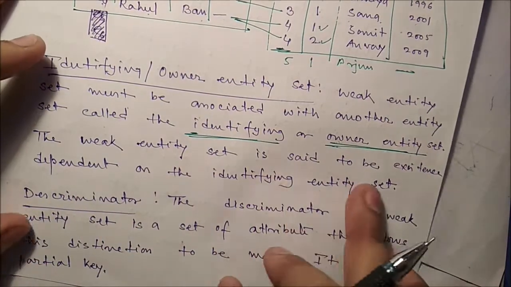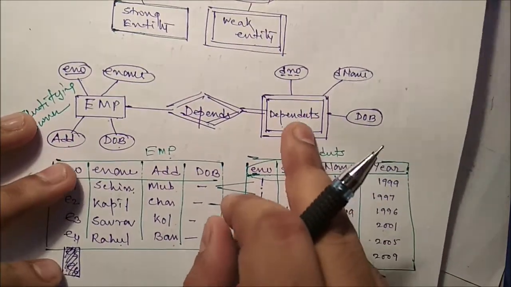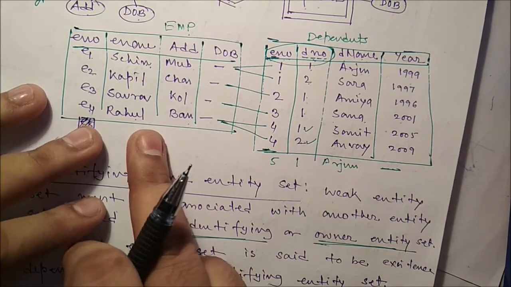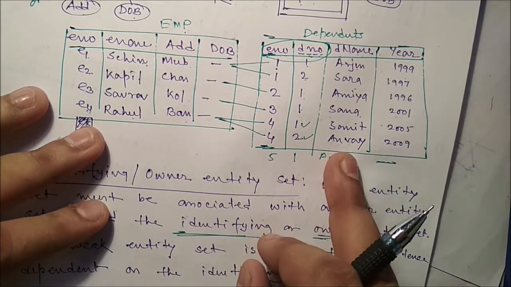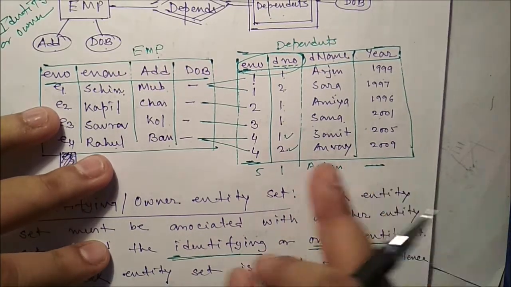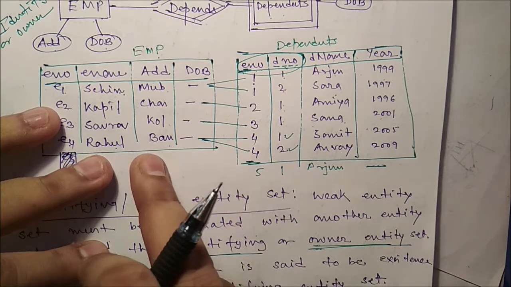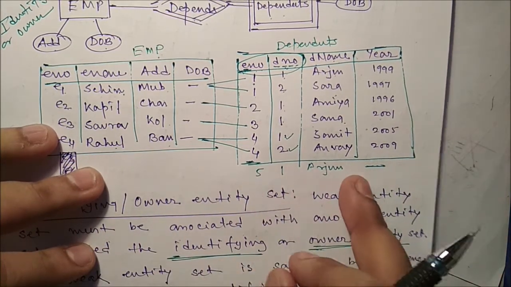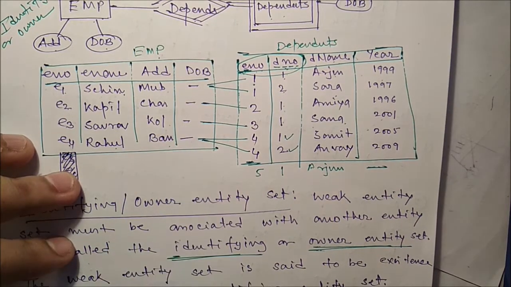The weak entity set is said to be existence dependent on the identifying entity set. Now, what does this particular entity set depend upon? This particular employee. It may be possible that an employee doesn't have any children, or we cannot add any child's name whose parent is not present in this employee set. That means the entry of this table is dependent on the entry of this table. Are you getting this one?